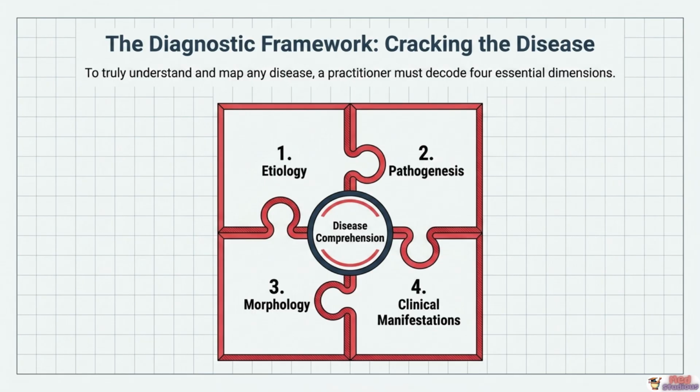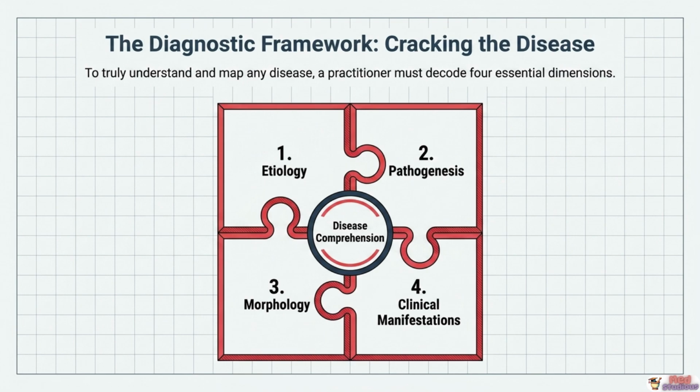To fully understand any disease, to truly crack its code and translate it from a confusing collection of symptoms and test results into a treatable clinical reality, a physician must systematically analyze it across 4 essential dimensions. These 4 dimensions form the complete diagnostic framework of pathology, and together they constitute what pathologists call complete disease comprehension. The first dimension is etiology, the cause. The second is pathogenesis, the mechanism.